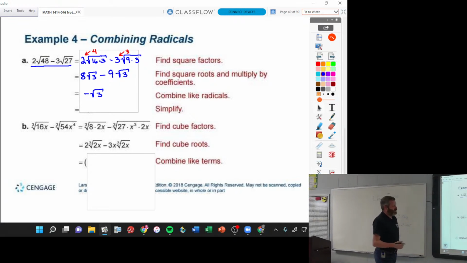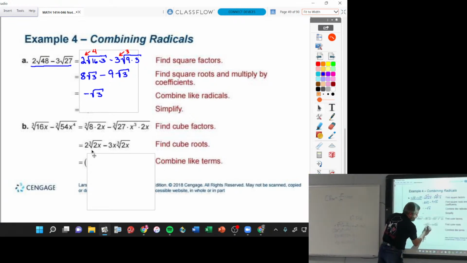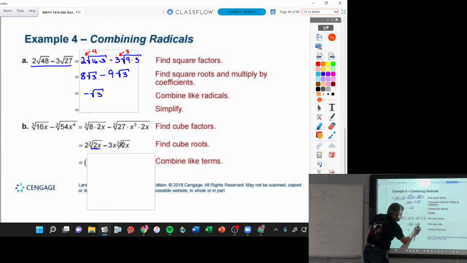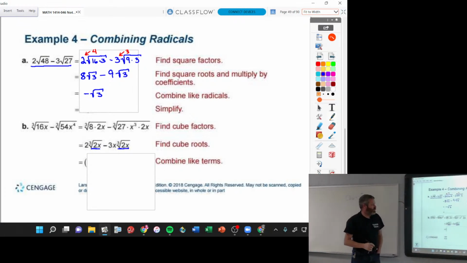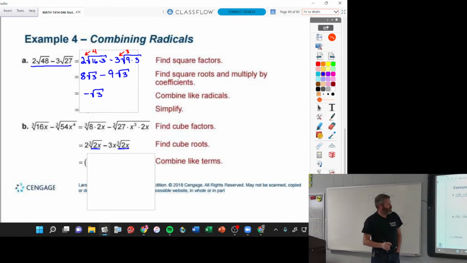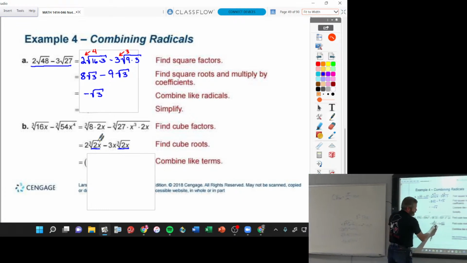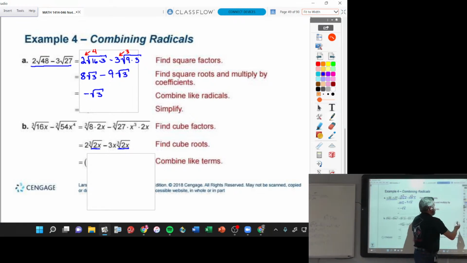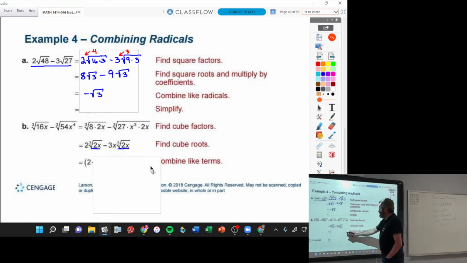However, what they like to do here is say, well, they both have cube roots of 2x. So what if I was to factor the cube root of 2x out? However, by factoring out the cube root of 2x, I'm left with 2 minus 3x. And that's what you're going to see on this next step.